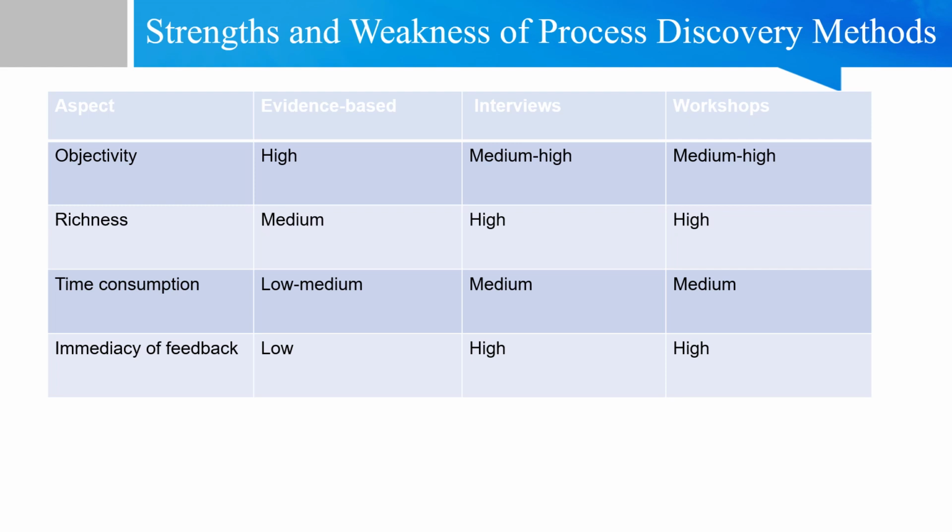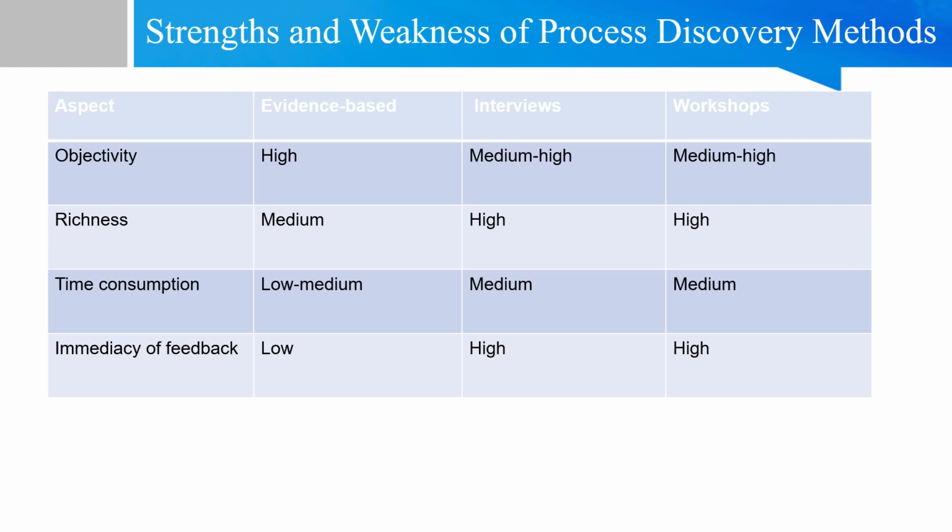We are going to learn about the strengths and weaknesses of process discovery methods. The different aspects are objectivity, richness, time consumption, and immediacy of feedback. For evidence-based discovery, objectivity is high, while for interviews and workshops it is medium to high. For evidence-based discovery, the richness is medium, but for interviews and workshops it's high. For evidence-based discovery, the time consumed is low to medium, while for interviews and workshops it is medium. For evidence-based discovery, immediacy of feedback is low, while for interviews and workshops it's high.